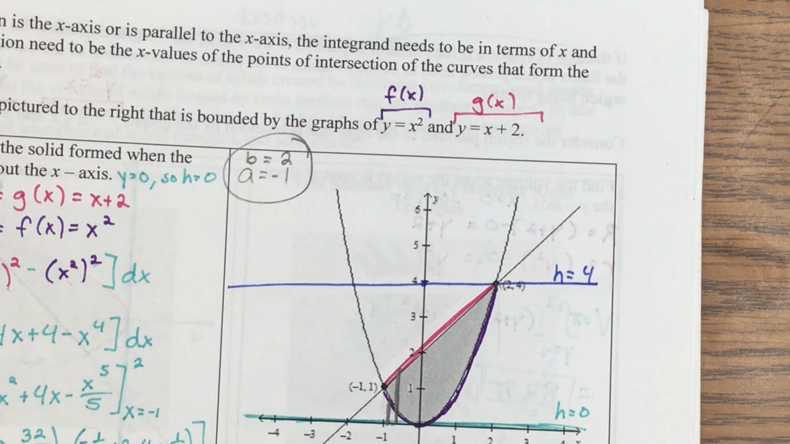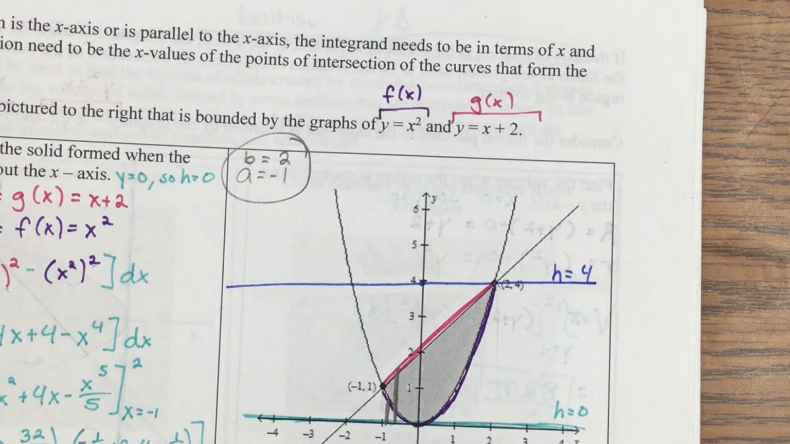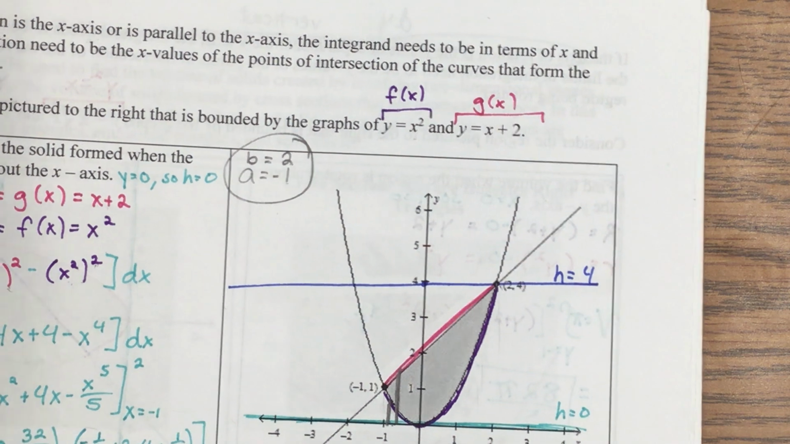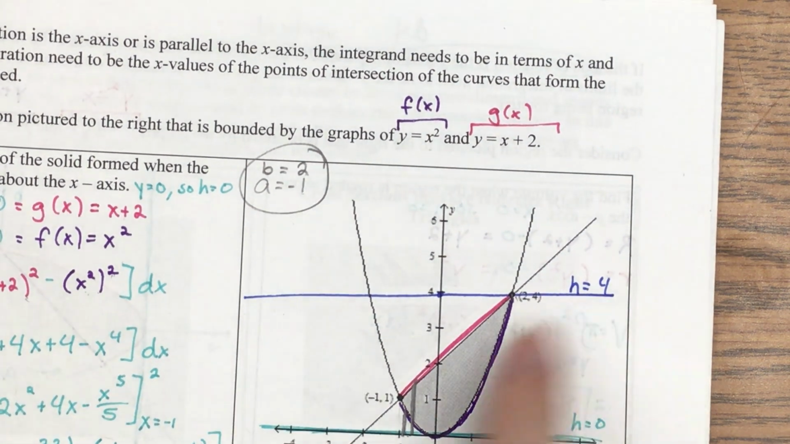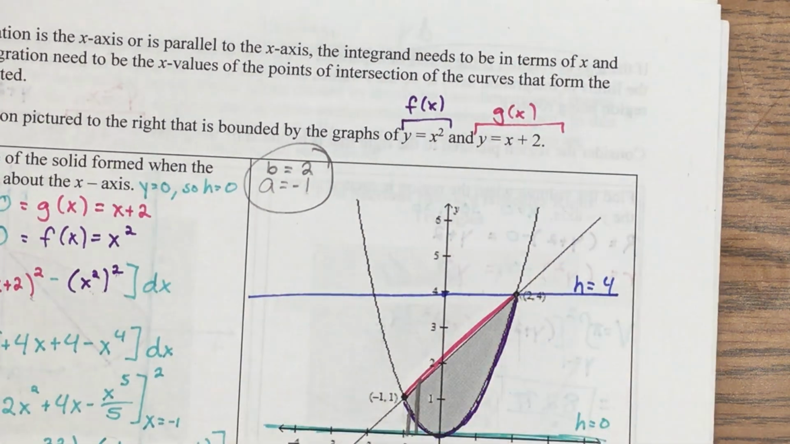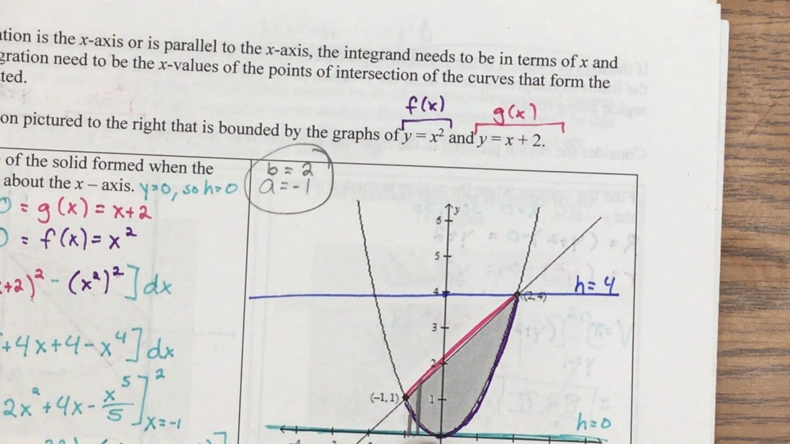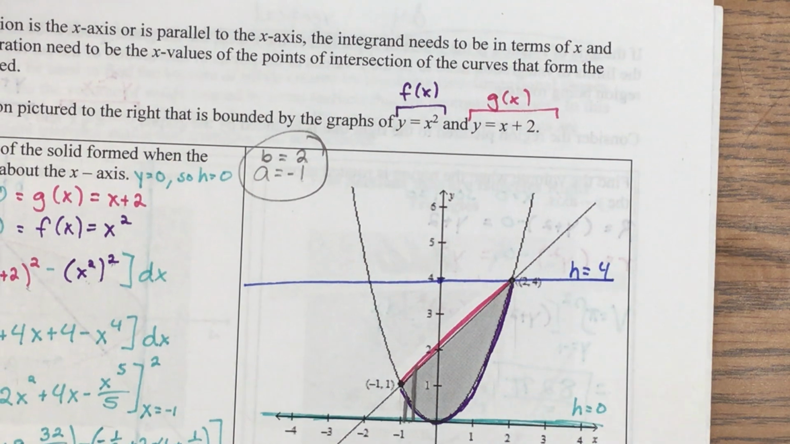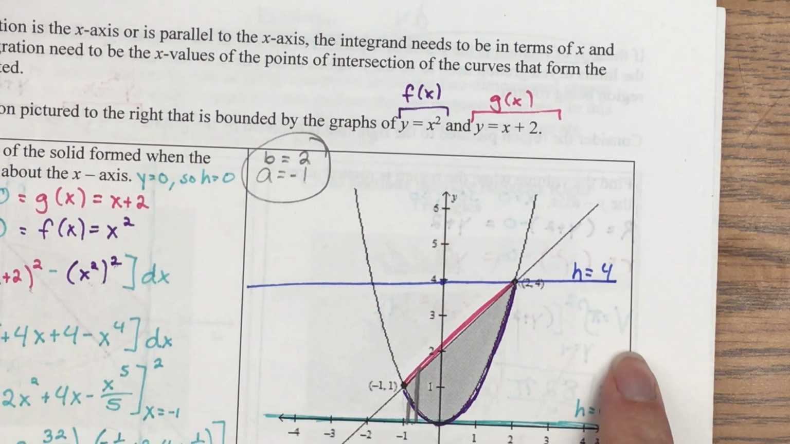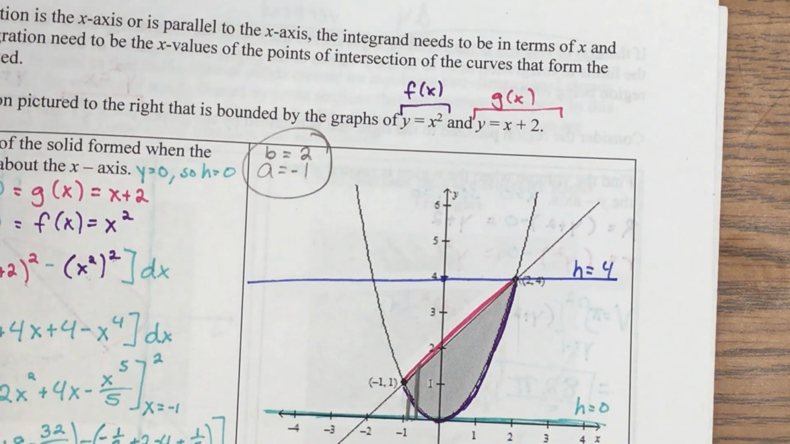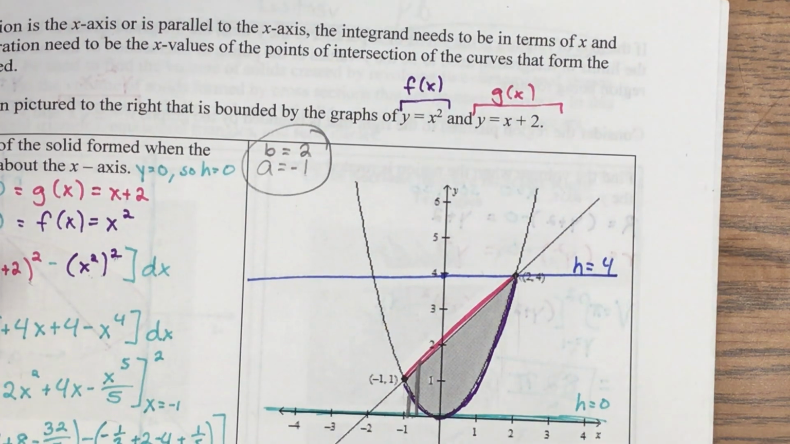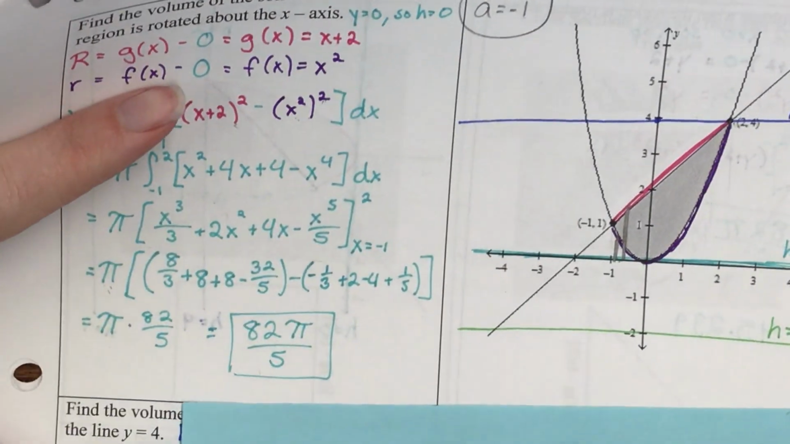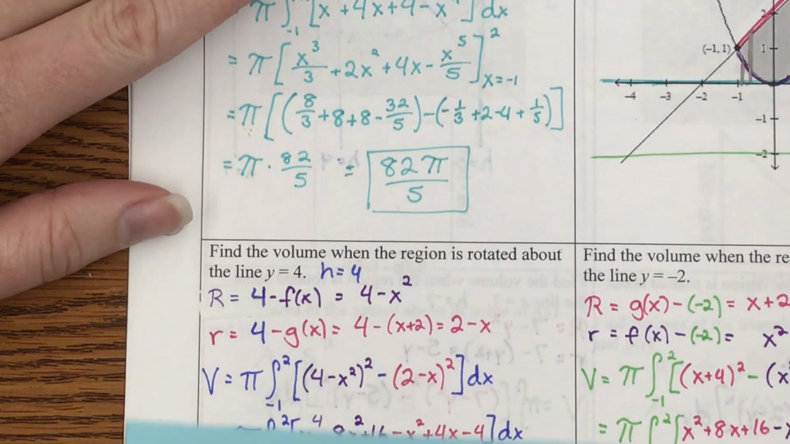Okay, so it is possible for big R and little r to change which function you're looking at, depending on if your axis of rotation is above or below your functions. You are not going to have an axis of rotation that goes through. That just doesn't happen. We don't give you problems like that. Cool, cool. So here we go.